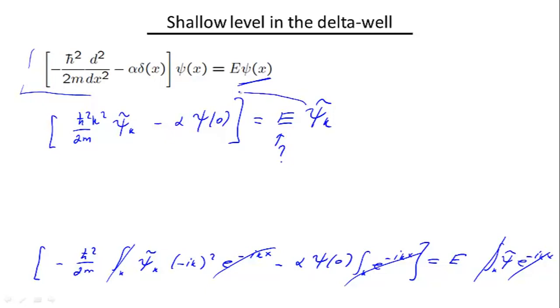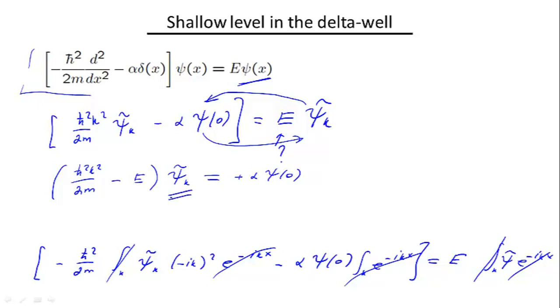So we simply can put this psi tilde in the left hand side, this guy in the right hand side, and so we're going to have h squared k squared over 2m minus energy times psi tilde, so these two guys, and in the right hand side we're going to have plus alpha psi of 0. So the wave function, another unknown, the wave function therefore is simply equal to alpha psi of 0, wave function in real space, divided by h squared k squared over 2m minus energy. And well, in some sense this is already partially a solution to our problem.